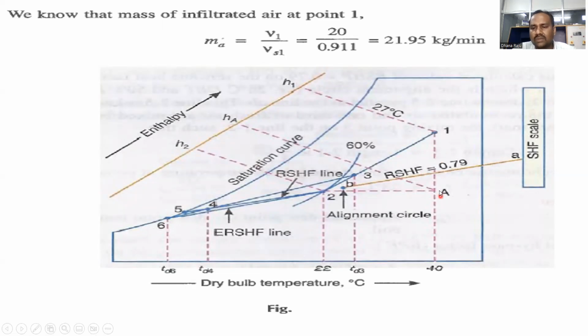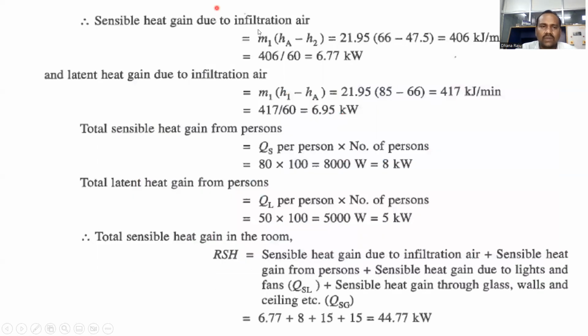From 1 to A, only temperature remains constant, but there will be change in omega. It is called latent heat. For that, we need to calculate sensible heat gain due to infiltration air. So M1 into HA minus H2. Since H1, H2, HA values are already taken, it is 406 kilojoule per minute. Divided by 60, it is 6.77 kilowatts.